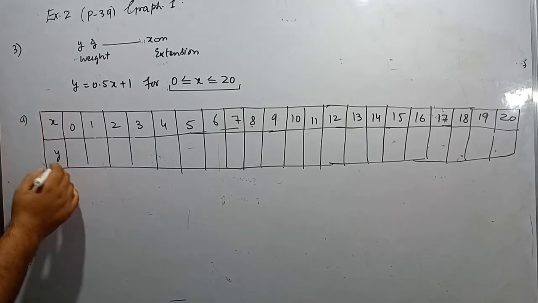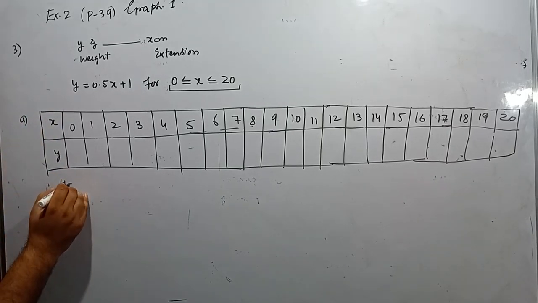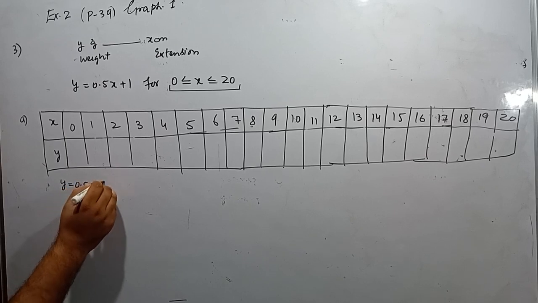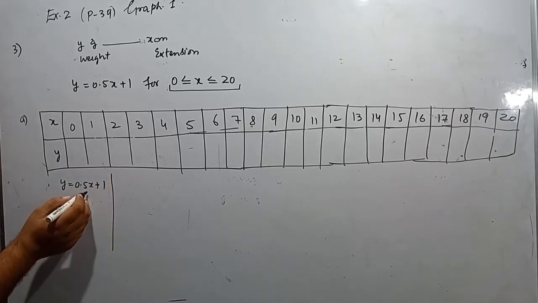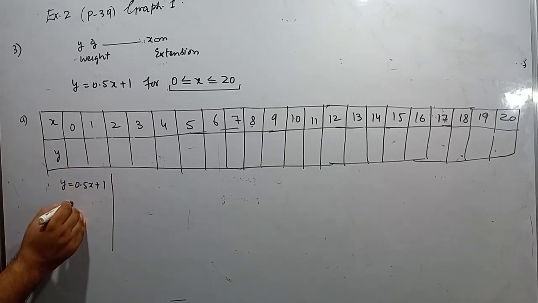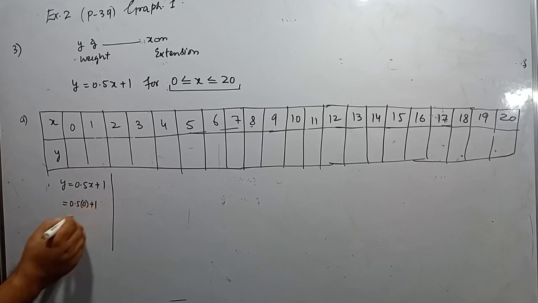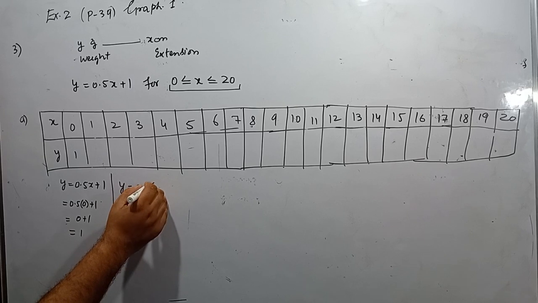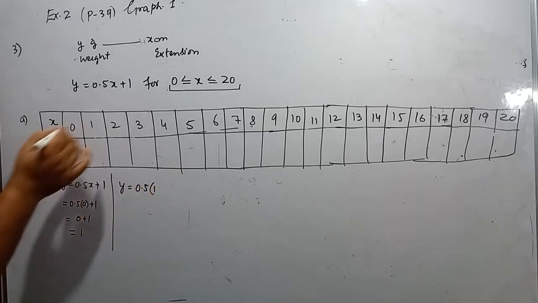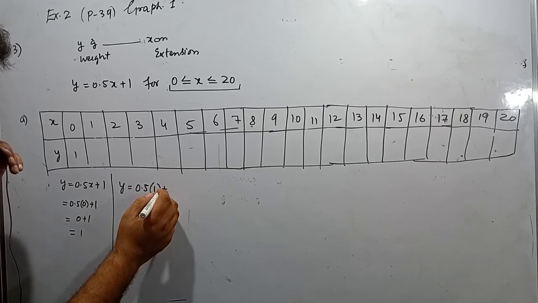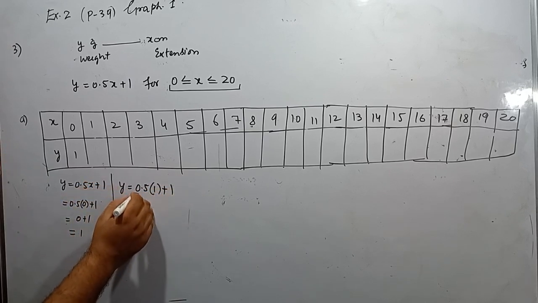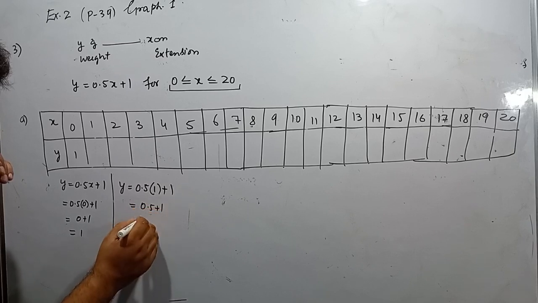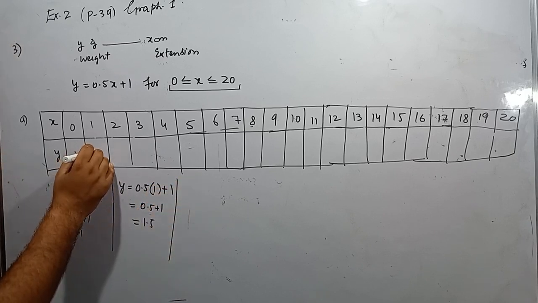Now I have the equation y equal to 0.5x plus 1. First I will put x equal to 0. I will do the substitution of x 0, that is 0.5 into 0 plus 1. You can see it is 0 plus 1 equal to 1. So I got here 1. Now y equal to 0.5, I will place here 1 in place of x, plus 1. It is 0.5 plus 1, it's 1.5. So next value I will get 1.5.